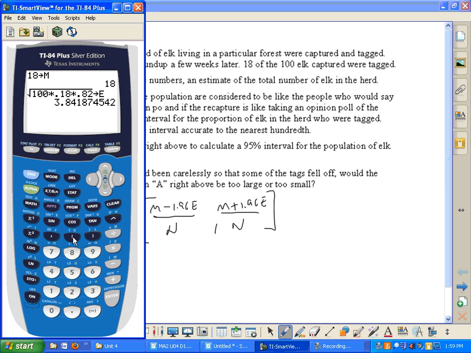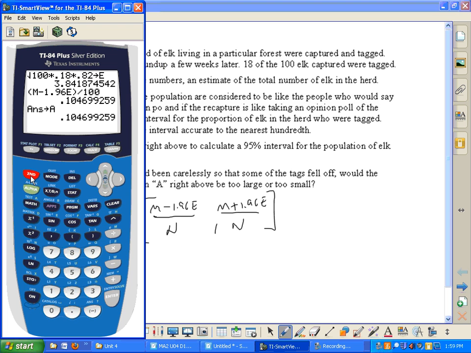So in parentheses, M minus 1.96 standard errors, in parentheses, divided by 100. So that should be this number here, and that turns out to be about 10.47% of the elk have tags. I'm going to store that into A, alpha A, so I'm going to need that number later on.